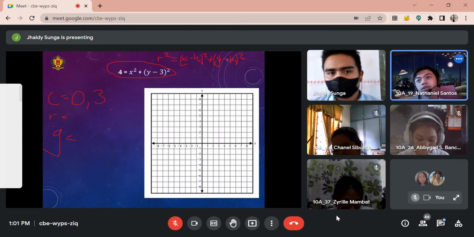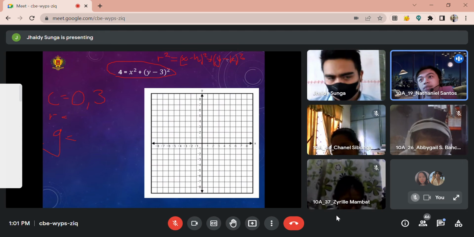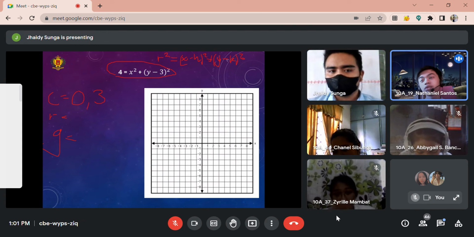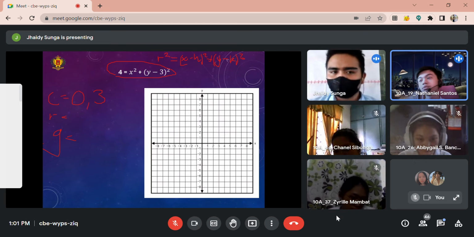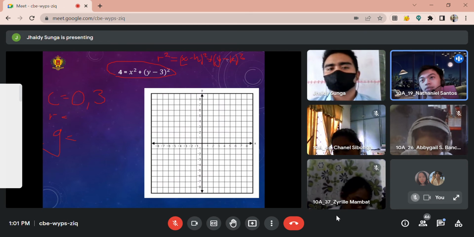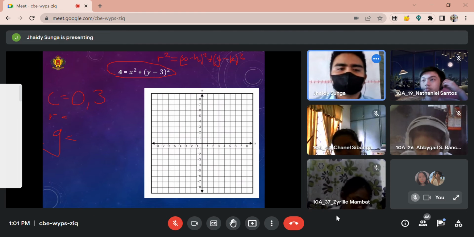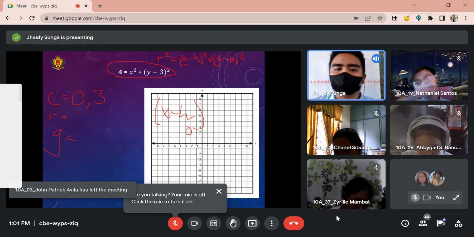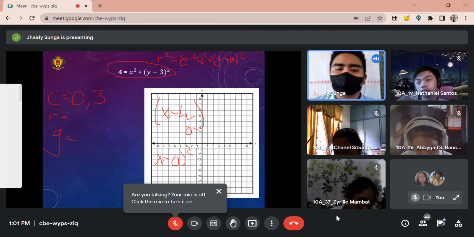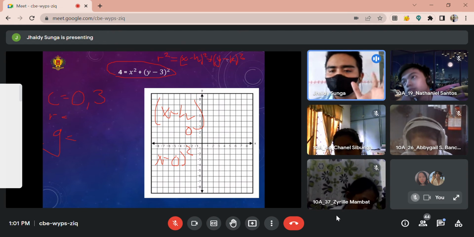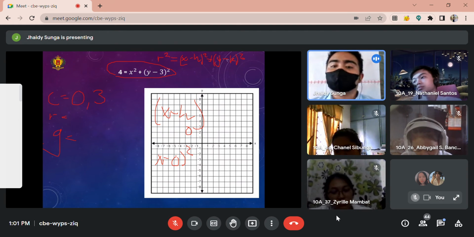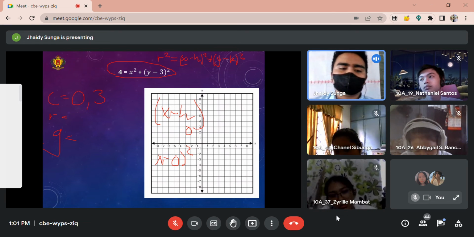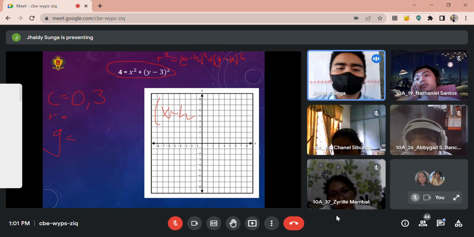Because if we substitute 0 for h in x minus h squared, it will just be x, and then the squared will be put to x, making it x squared plus y minus 3 squared. So that's the one that I said at that time. If we transpose the value of h as 0, we come up with x minus 0 squared. So therefore, x minus 0. A number subtracted by 0 is the number, of course. So therefore, our center in here is 0 and 3, isn't it?